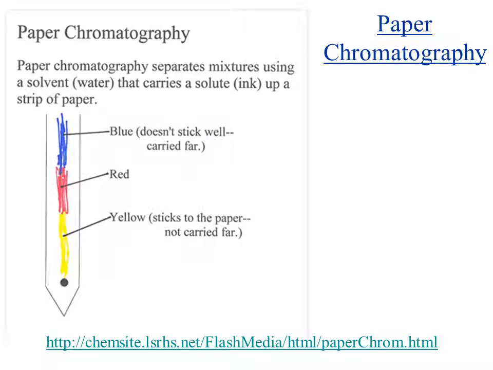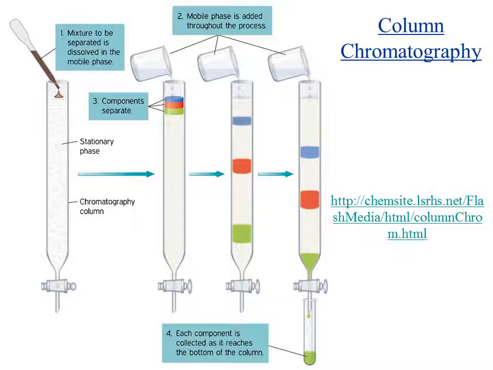Now again, there is an animation of this on the internet, so I suggest you look at the website. It goes through what happens with paper chromatography, but it separates the mixtures using a solvent, sometimes water, sometimes alcohol, which carries the solute, which in this case is ink, up a strip of paper, and then it separates it into its component mixtures depending on the amount of the attraction between the ink and the paper, or the ink and the water. Now, another type of chromatography that you're maybe not familiar with is called column chromatography.